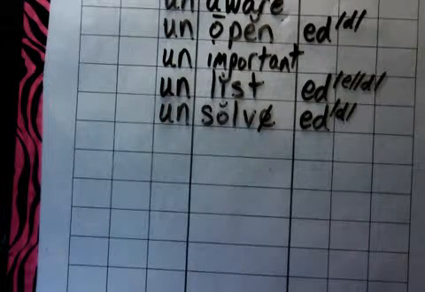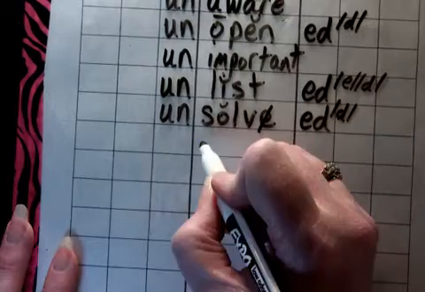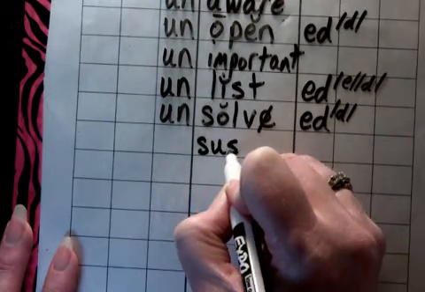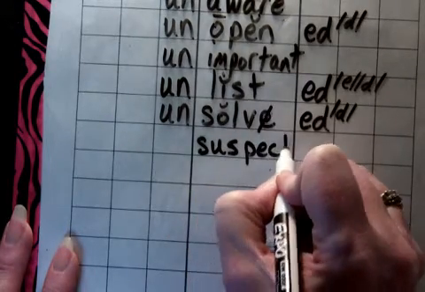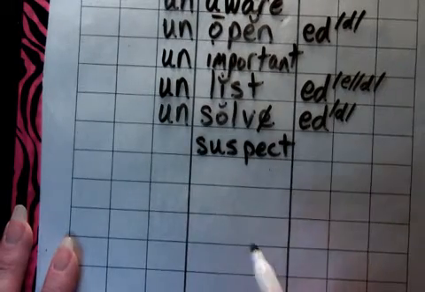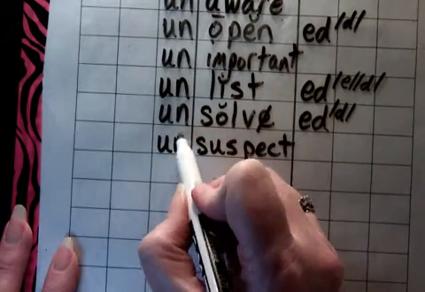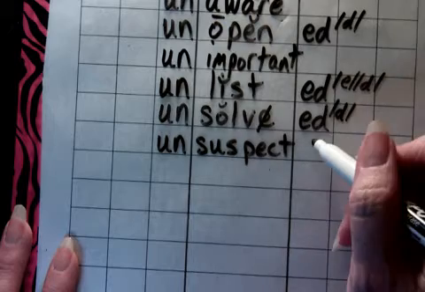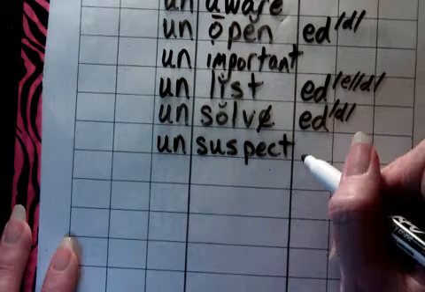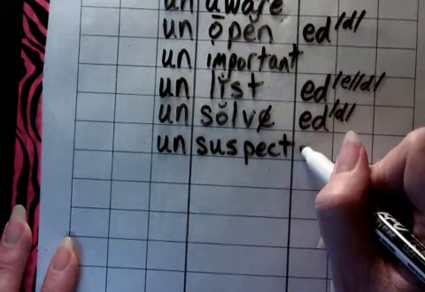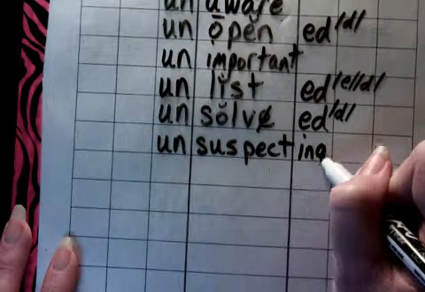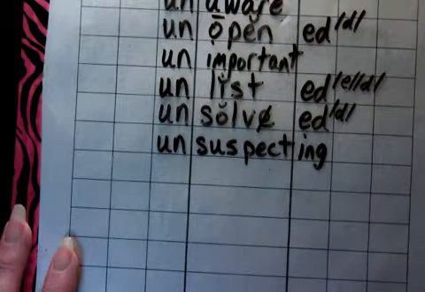And our last base word is suspect. Suspect. The prefix is un, and we have a suffix ing. Unsuspecting.